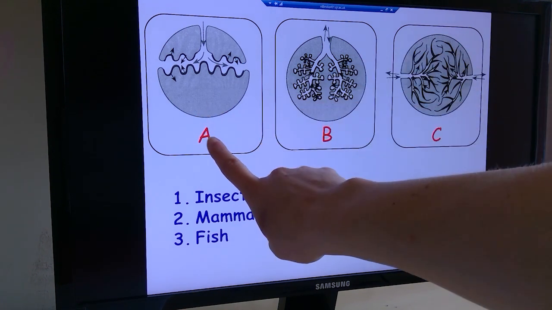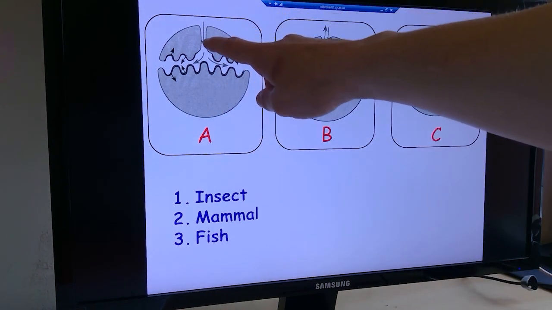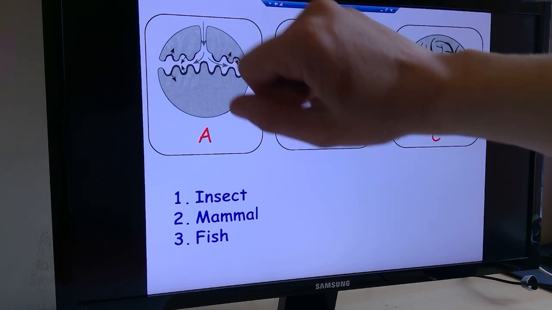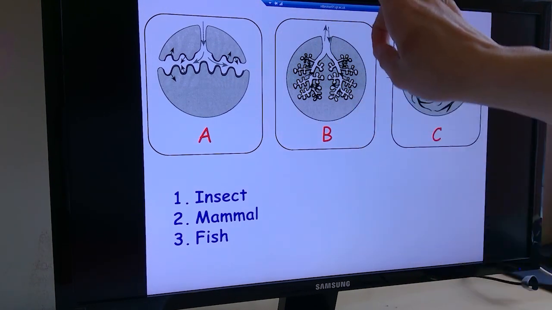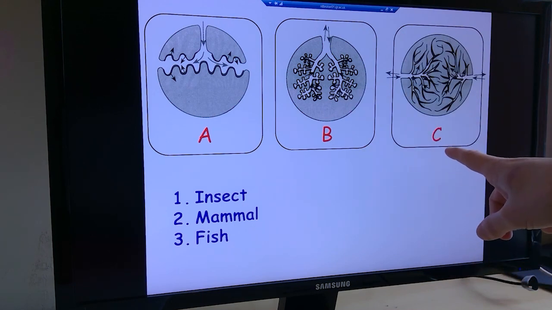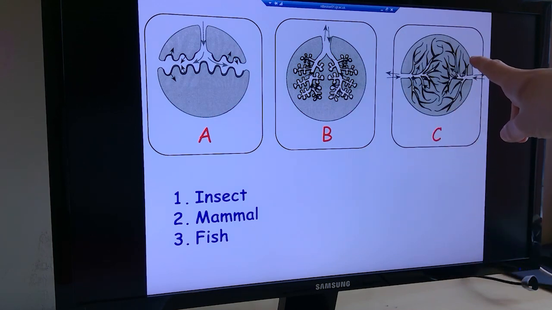Time is up. This is the fish. You can see water moving in through the mouth and out across the gills. Mammal, in and then out. Insect, these are our tracheal branches. Okay.